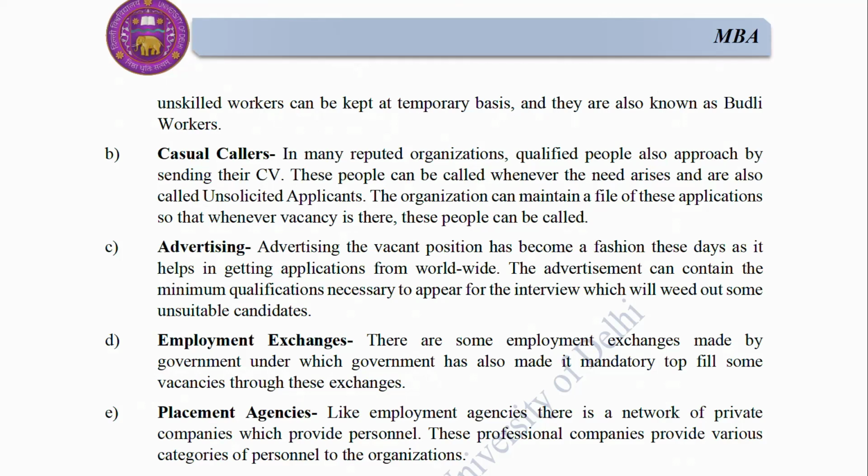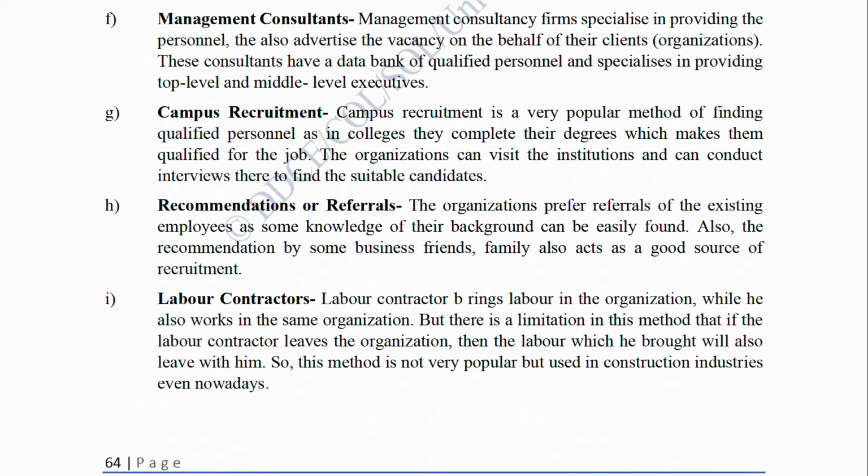Fifth, placement agencies. Like employment agencies, there is a network of private companies which provide personnel. These professional companies provide various categories of personnel to the organizations. Sixth, management consultants. Management consultancy firms specialize in providing personnel. They also advertise the vacancy on behalf of their clients. These consultants have a data bank of qualified personnel and specialize in providing top level and middle level executives.